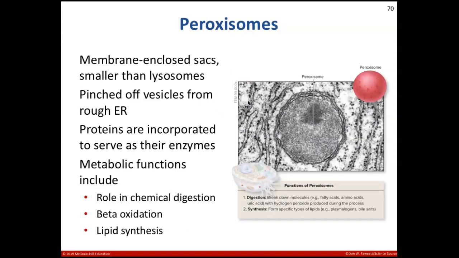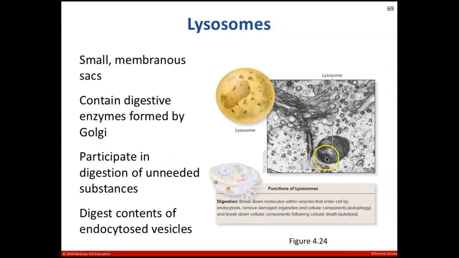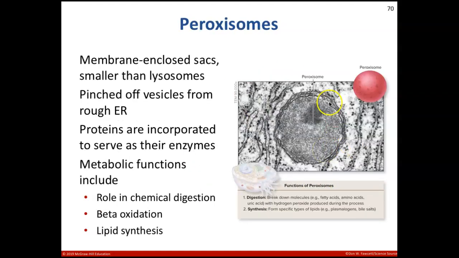Next, we have peroxisomes, and a lot of people will mix up peroxisome with lysosome. I mean, they look similar, right? So notice how this lysosome in a micrograph is darker versus this lighter view of the peroxisome. This too is going to be a membrane enclosed sac, but it's going to be smaller than a lysosome, and it's pinched off vesicles from the rough ER. Our proteins will be incorporated to serve as their enzymes, and the metabolic functions here are going to include a role in chemical digestion, beta oxidation, and lipid synthesis.